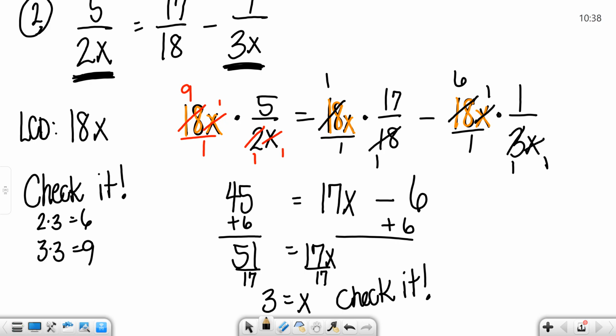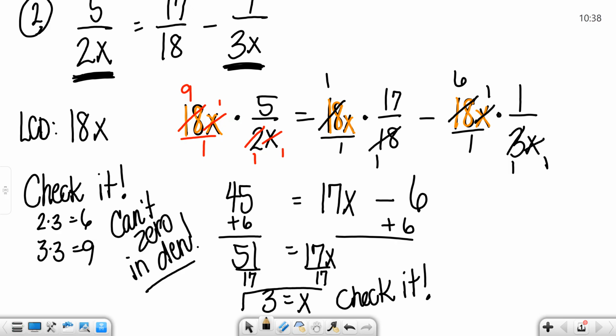Neither one of those gives me a 0, okay? Can't have 0 in the denominator. That's what we're looking for. That's the whole reason we're checking. And we don't get a 0 in the denominator. When I plug in my solution, x is 3, I do not get a 0 in the denominator. So that is my solution, x equals 3. Awesome.